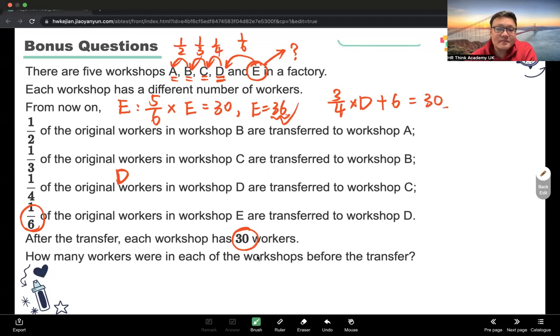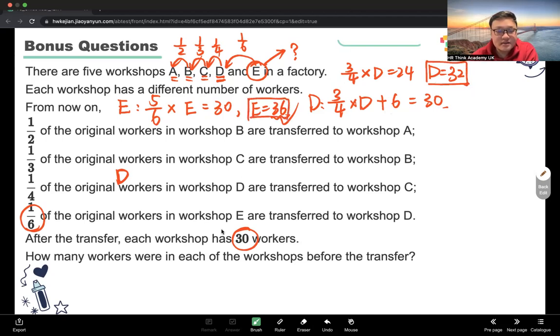Guys, does it make sense? So if you want to solve D, you have to solve this one. So 3/4 of D plus 6 equals 30, and then 3/4 of D equals 24. Let me write it down here. 3/4 D equals 24, then D equals 24 divided by 3/4. So you divide by 3 times 4. 24 divided by 3, you got 8. 8 times 4, you got 32. That means originally for D, you have 32 workers.